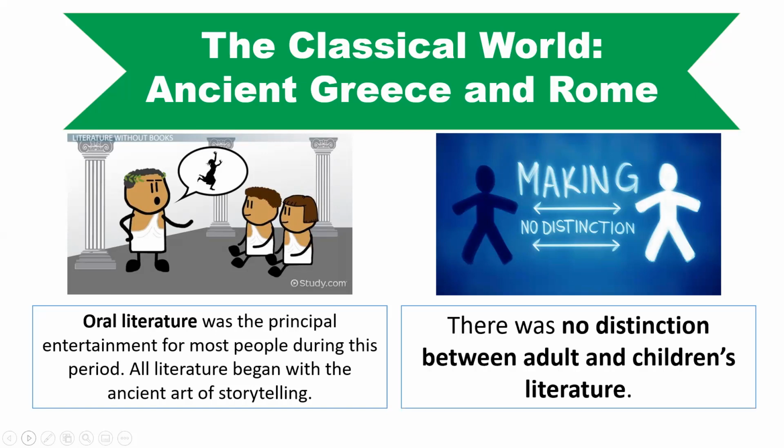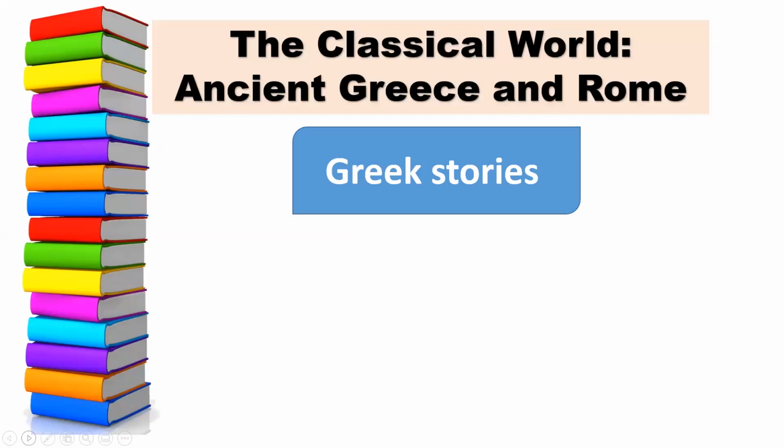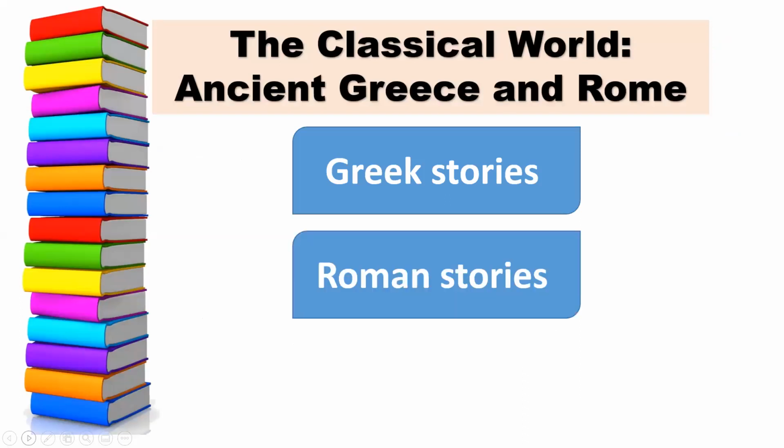Then, as I mentioned, there is no clear distinction between children's literature and adult literature. Right. So the dominant stories before are from the Greeks and the Romans, because these are the early civilizations, and most of the stories, most of the interactions of people are from these people.